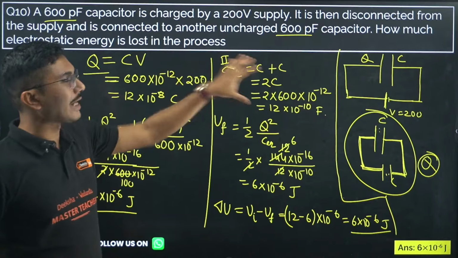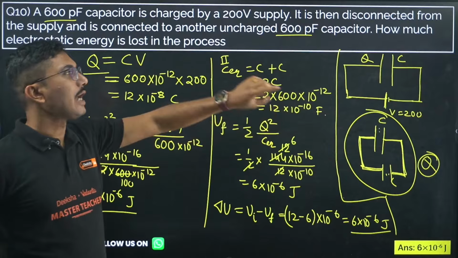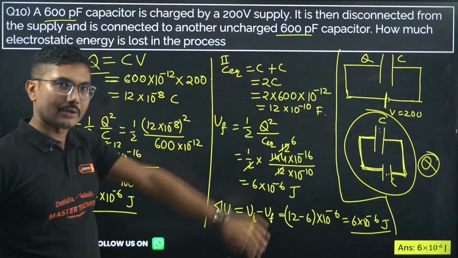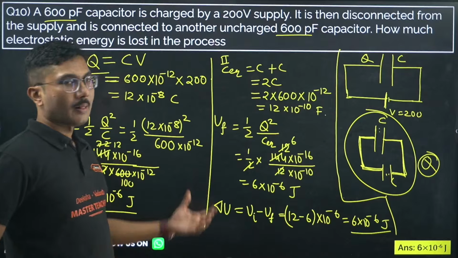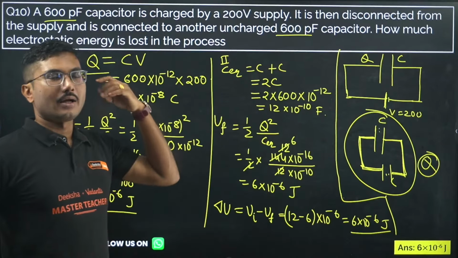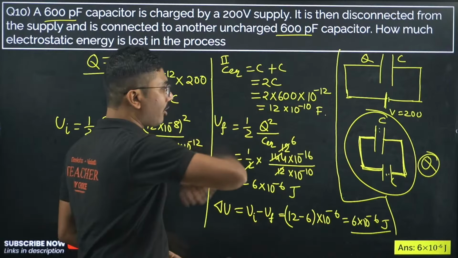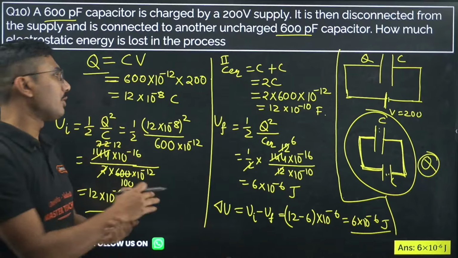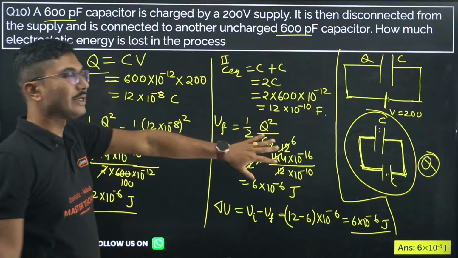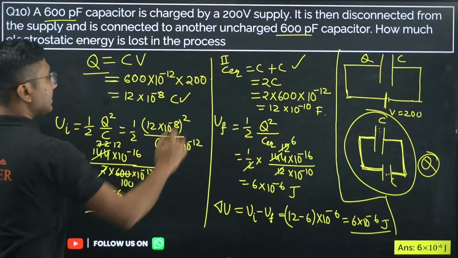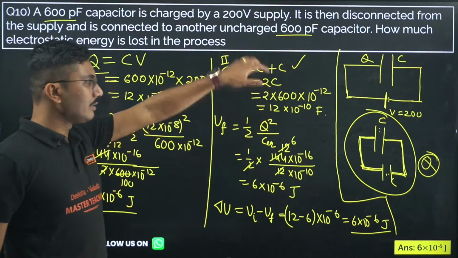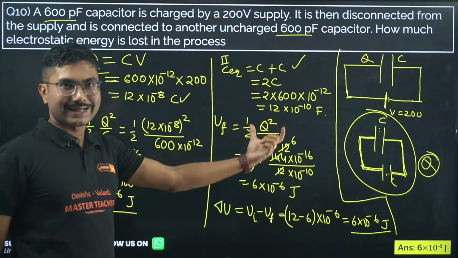Using this Q, you can calculate V in the second stage, and then you use half CV square to calculate the energy stored. So that's why I avoided calculating V in the same problem, because without even calculating V, we are able to solve this question. So this step is compulsory. In between you have to calculate V for the second stage and then you can solve this question.